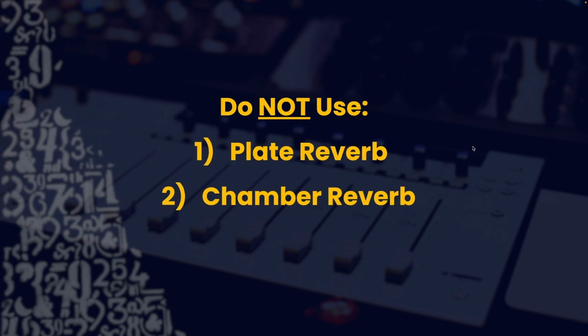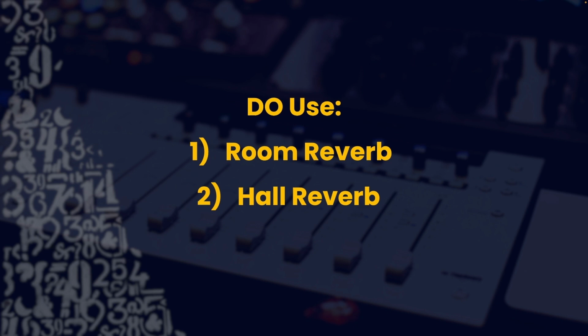Reverbs that you do not want to use in this case are plate reverbs or chamber reverbs. Again, because these don't have early reflections, and part of the whole point of adding this room reverb is to make it sound like it's in a real room, in a real space. And so these would actually not benefit us because they don't have those early reflections, and therefore they don't actually emulate a real space.